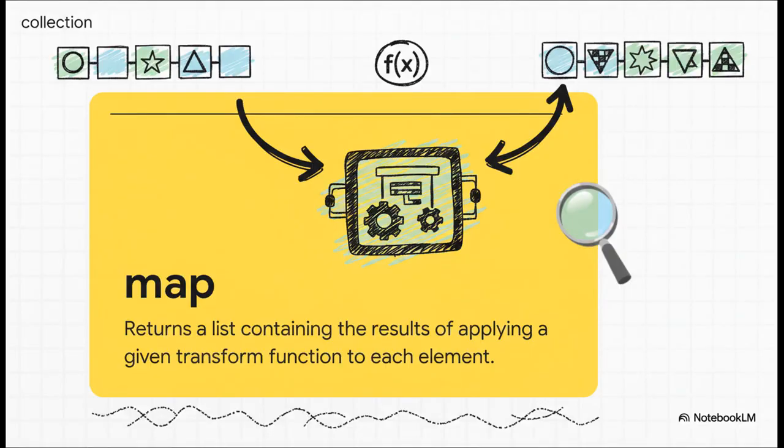All right, next up in our toolkit is map. Now, if filter is all about picking things from a list, map is all about transforming them. It goes through every single item in your collection, runs your lambda on it, and then gives you back a new list of the results.